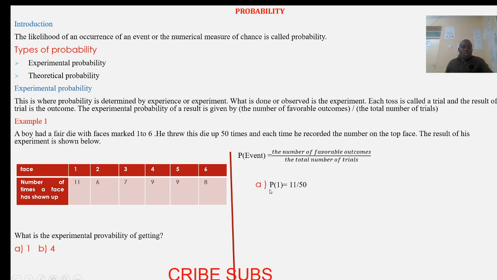So the probability of a 1 is 11 over 50, because 1 appeared 11 times out of the total trials that he did, 50 of them. And a 4 appeared 9 times, like we can see here, out of the 50 trials he made. So it is 9 out of 50. That's the probability of getting a 4 and the probability of getting a 1.